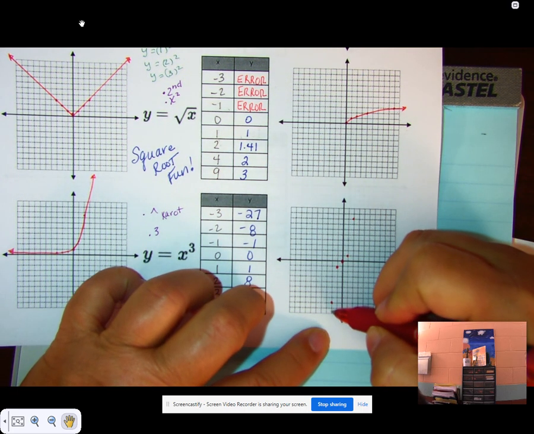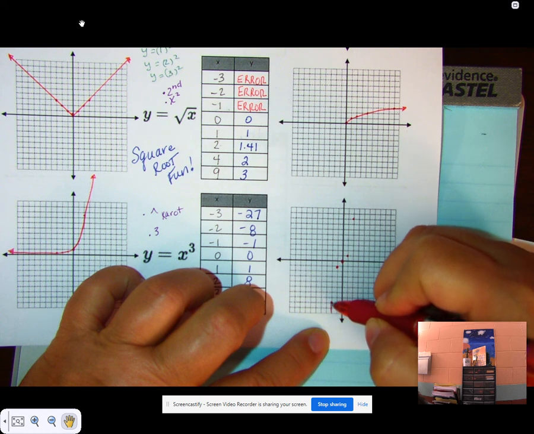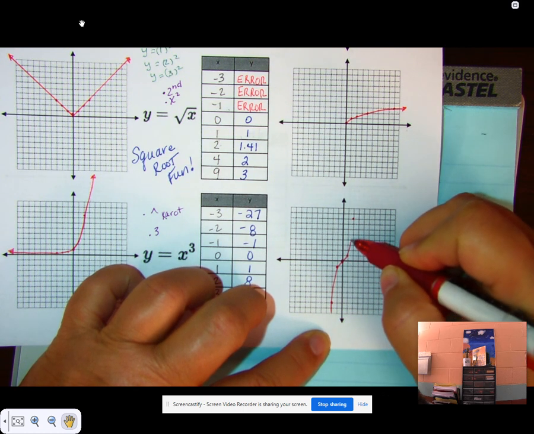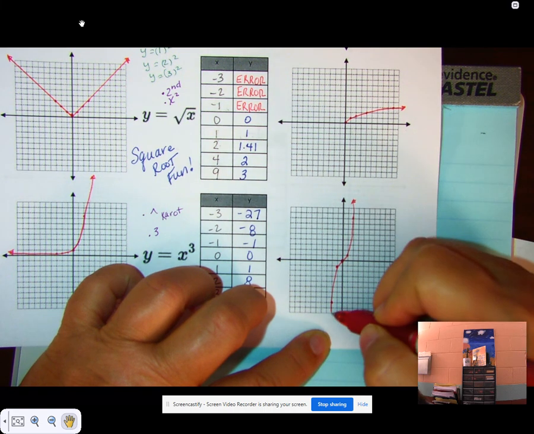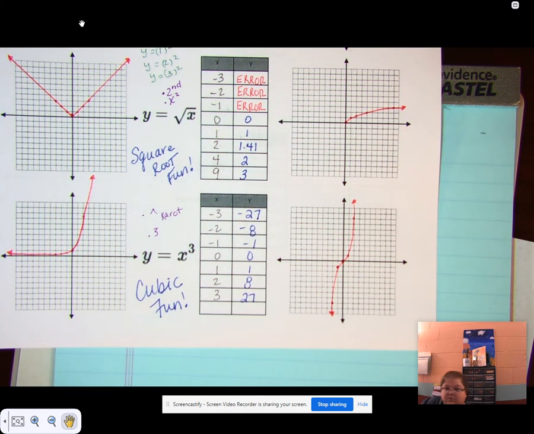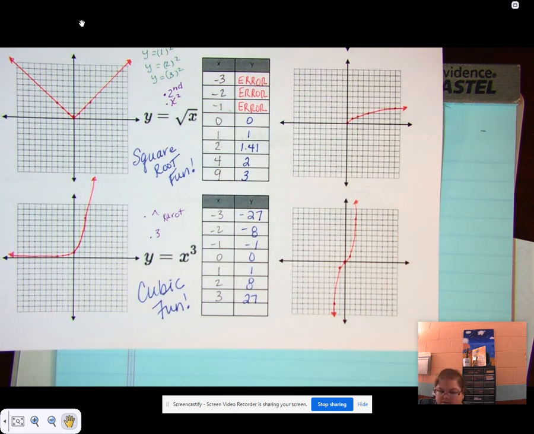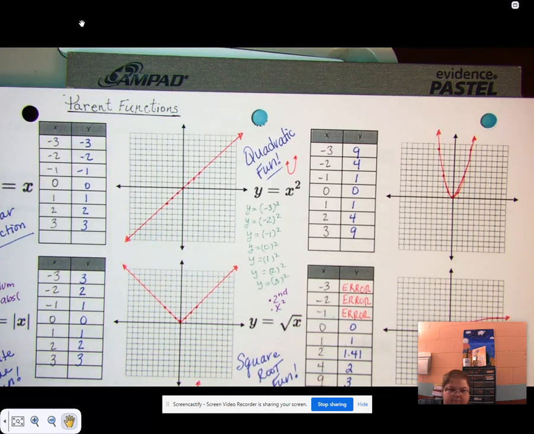But look at this. This is what a cubic function does. It kind of twists in the middle. Arrows on both ends. So it has a little twist in the middle. Okay? So the goal of this lesson is for you to be able to look at these parent functions and recognize them and know what their names are based on their shapes. Okay? So these are parent functions and their names. Okay? Your homework will be posted on the classwork.